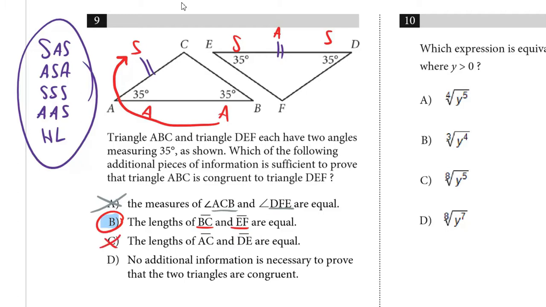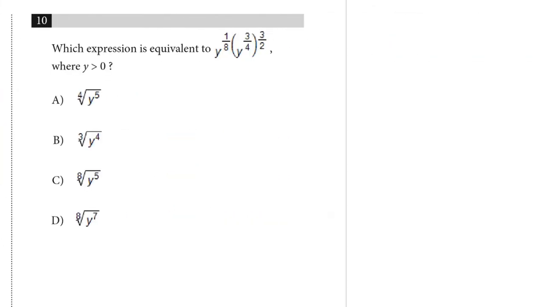And D is not right because we did find the information that proved them right. They were not originally known to be congruent just with 2 pairs of angles. These 2 triangles were similar when it first started because similar means you've got the same shape and different sizes. So let's go ahead and look at number 10 now.